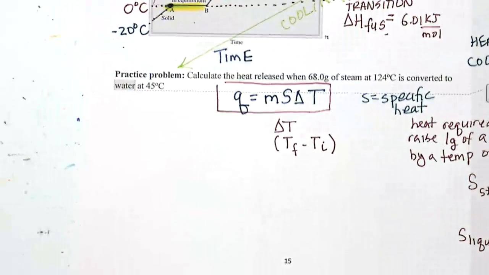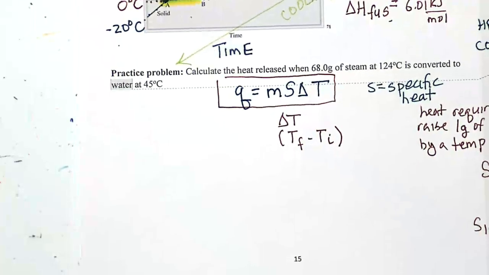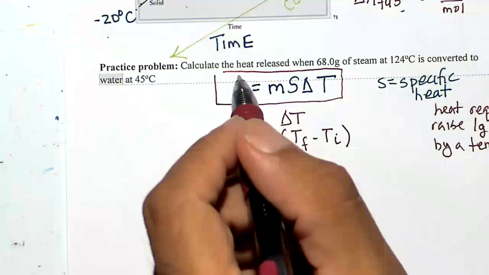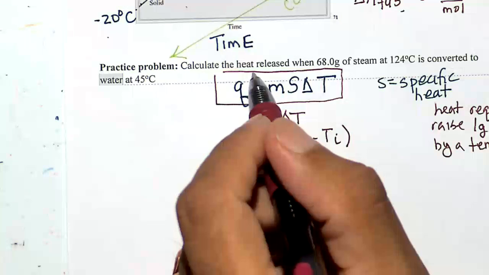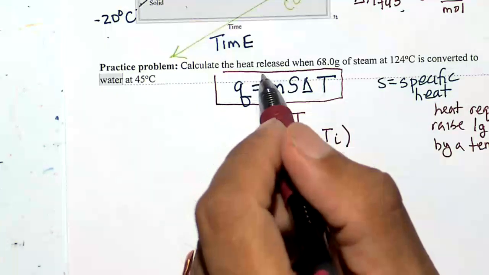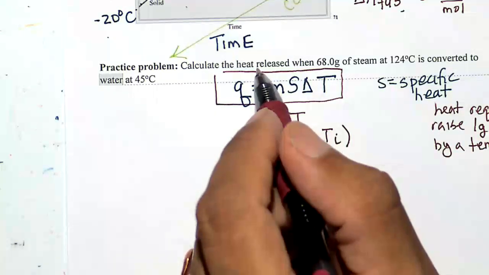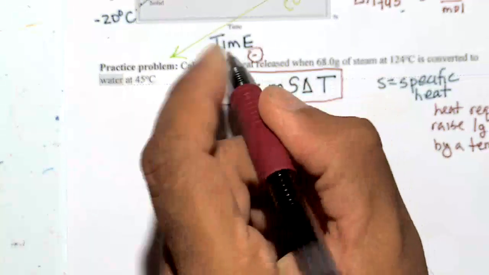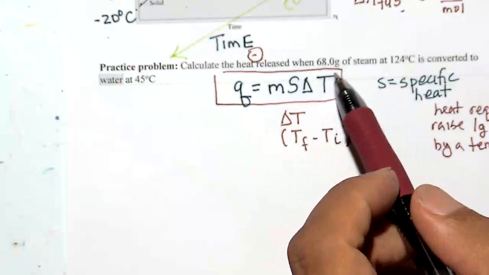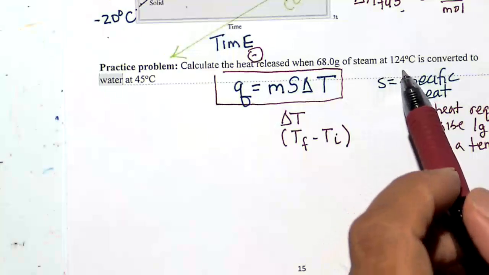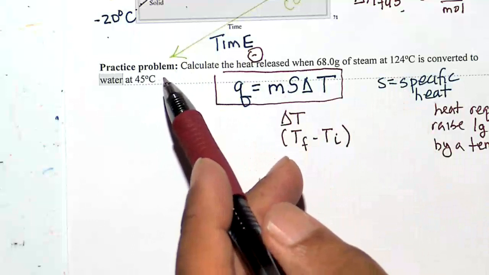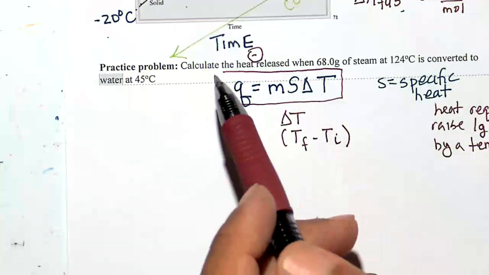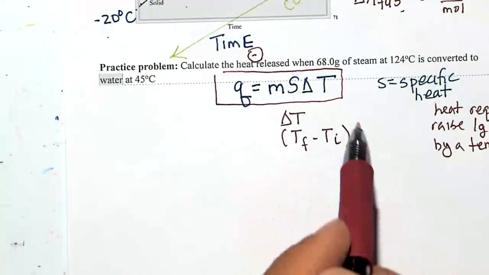So let's go ahead and do that. It says calculate the heat released. What would the value of Q be, positive or negative, if it releases heat to the outside? It should be negative. We have a mass of 68 grams of steam at 124 degrees, and we need how much heat is released to the outside universe going from 124 to 45.